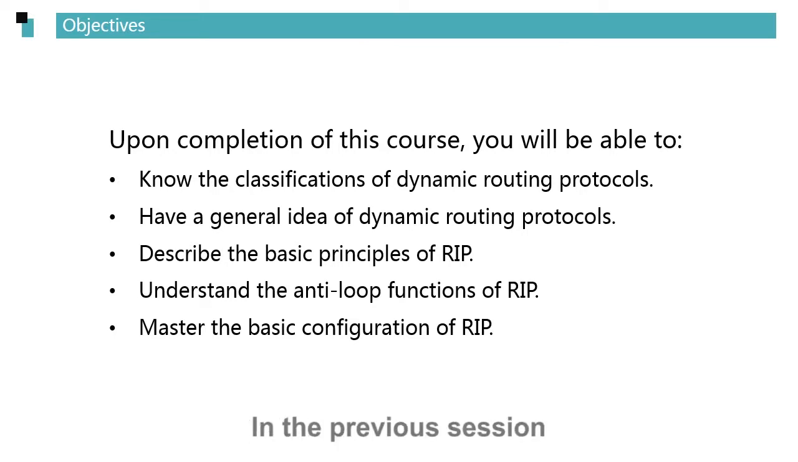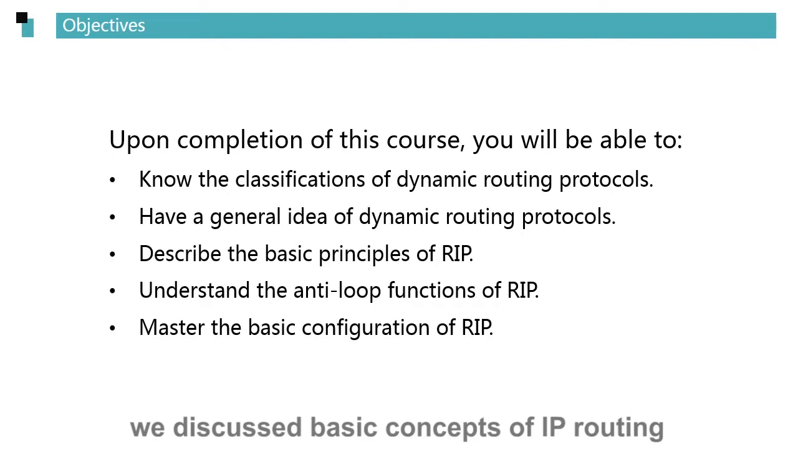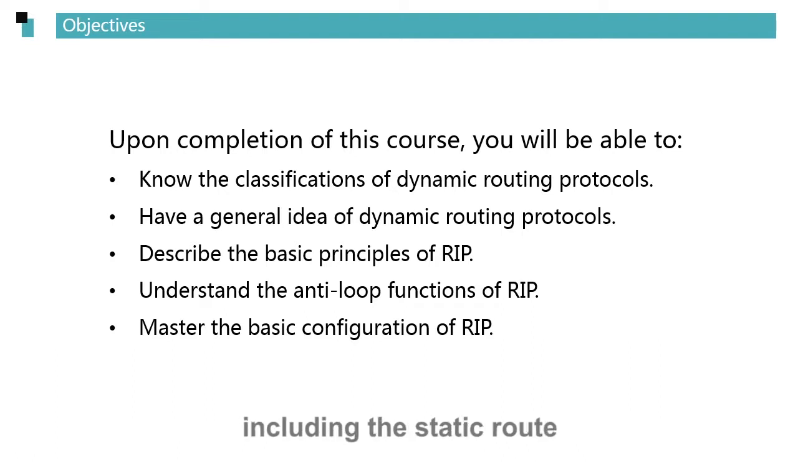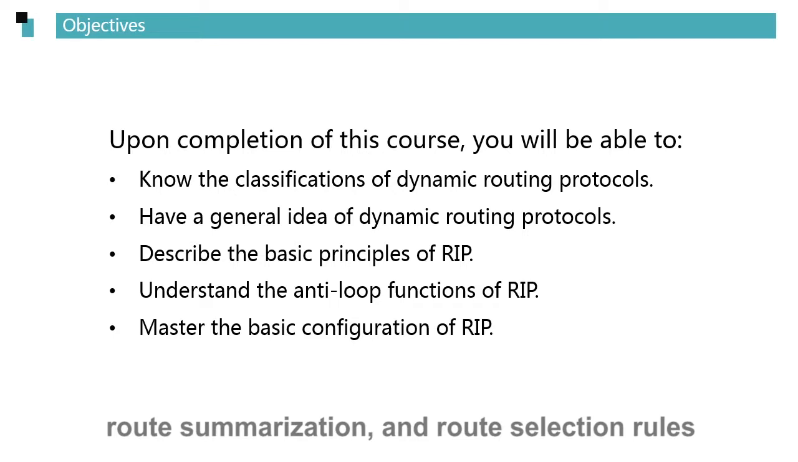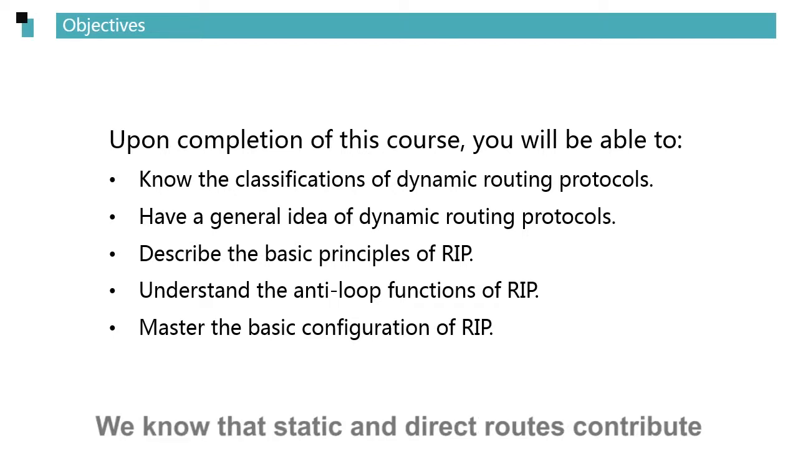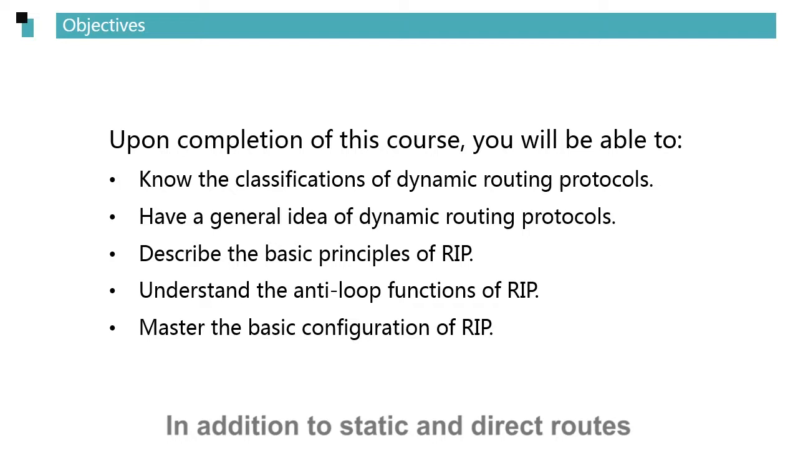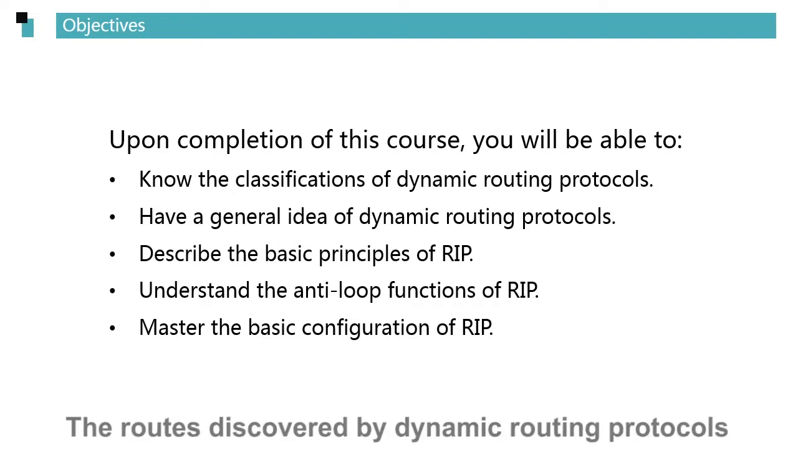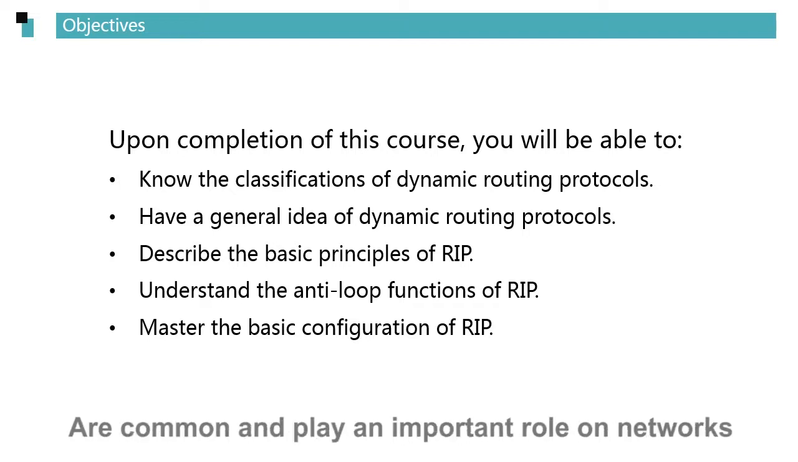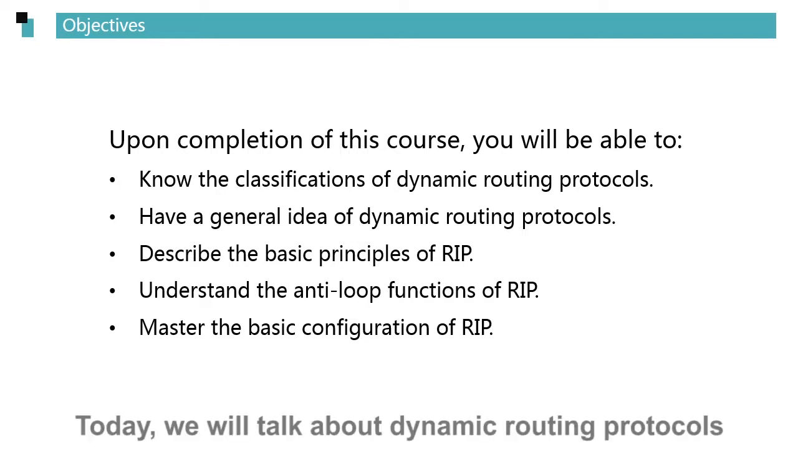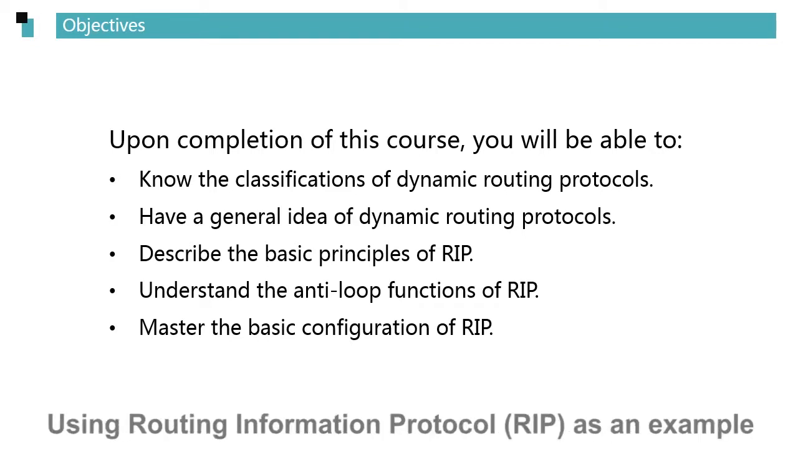In the previous session, we discussed the basic concepts of IP routing, including the static route, route summarization, and the route selection rules. We know that static and direct routes contribute a lot to the routing table. In addition to static and direct routes, the routes discovered by dynamic routing protocols are common and play an important role on networks. Today, we will talk about dynamic routing protocols using Routing Information Protocol, RIP, as an example.